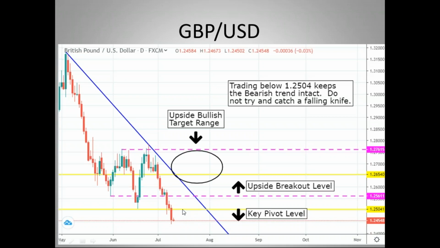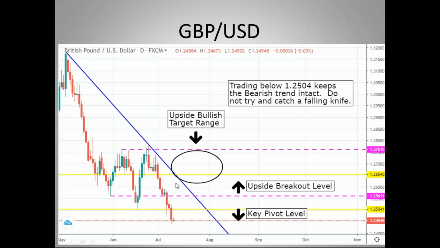So even if we get a pop above this first pivot line and a challenge of this next one here, the purple dash line, before we get into our upside bullish target range, we have to cross this downward sloping resistance. And this is where I think you will get a key indication of what's going to happen with the short-term trend over the next week, month to 2 months with the pound dollar.